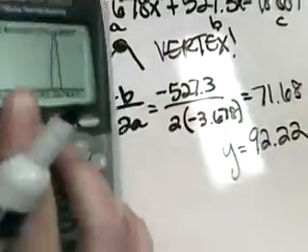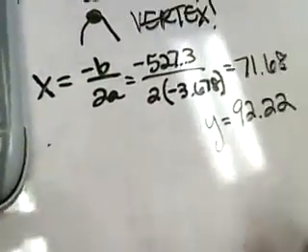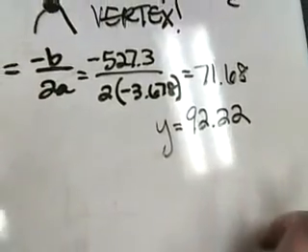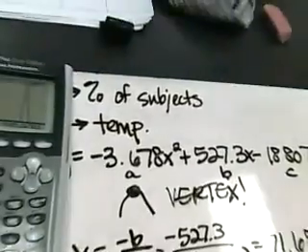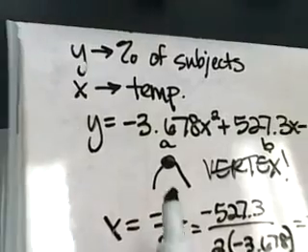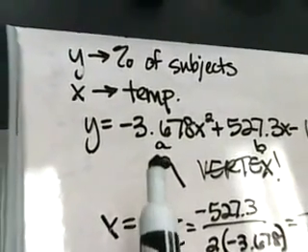All right. So there's my maximum, there's my vertex. So now let's go back and talk about what that means. Remember, that's why we wrote this up here. What does your y mean? Your y means your percent of subjects.